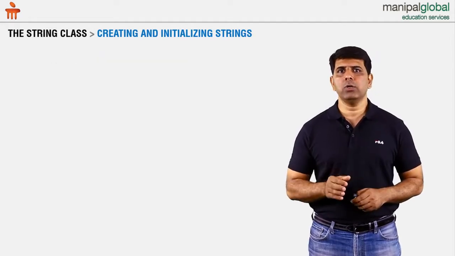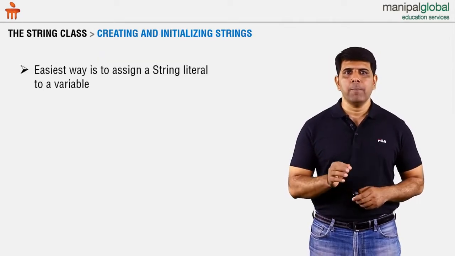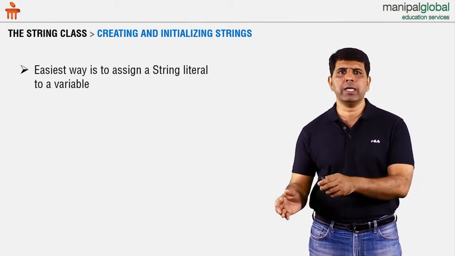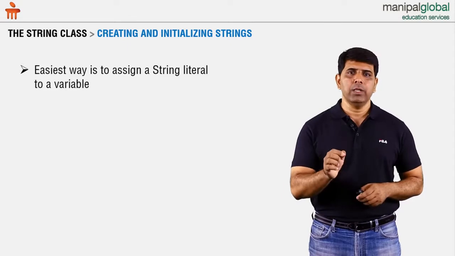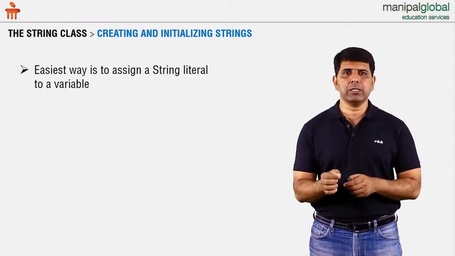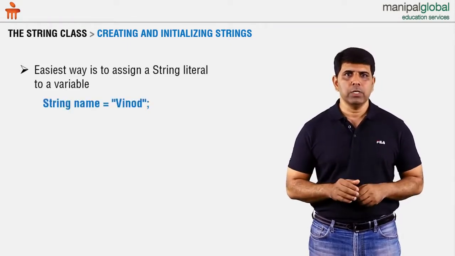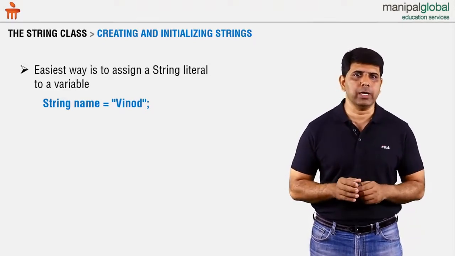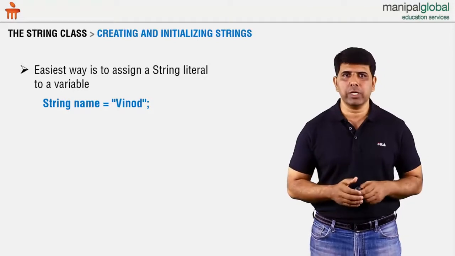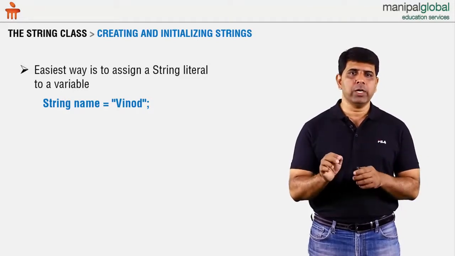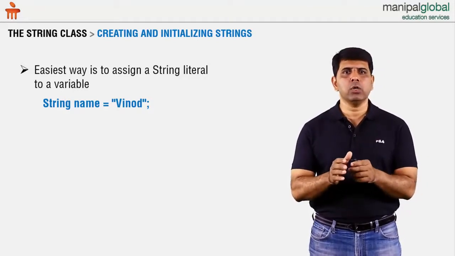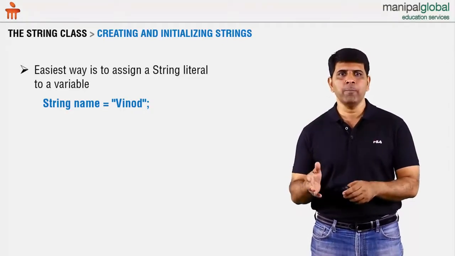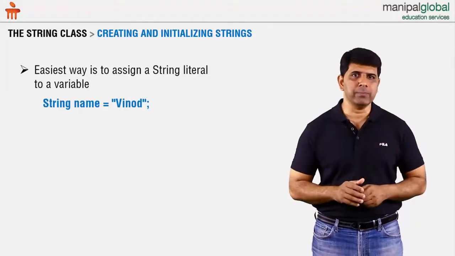Now let's see how to create and initialize strings. The easiest way to create a string object is to assign a string literal to a variable. Strings, unlike characters, use double quotes. You should not use a single quote, because single quotes are used for creating character literals, and this is a string literal. Here the double quoted text is going to be created as an object automatically, implicitly, and a reference to that is given to name.